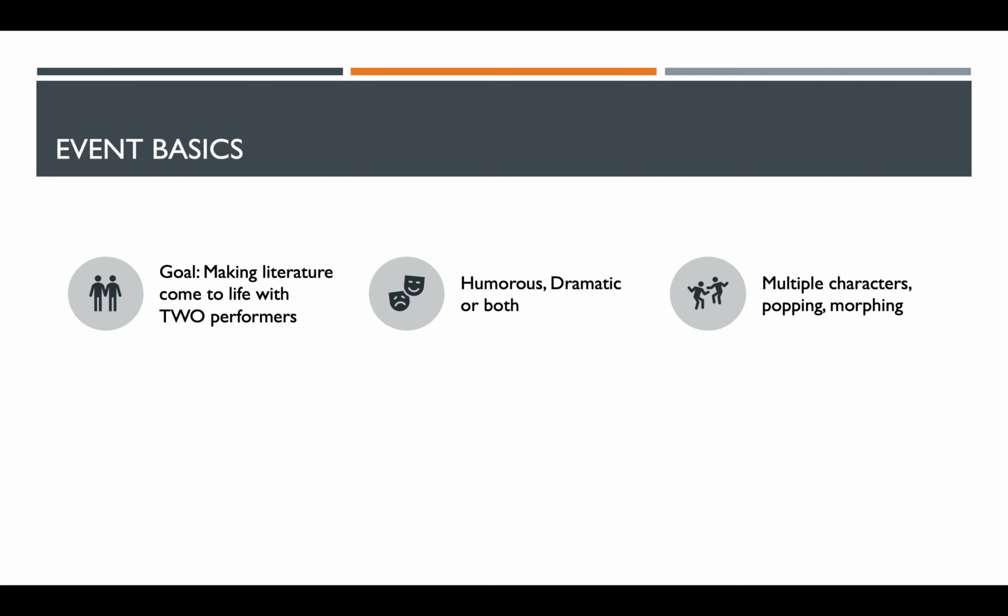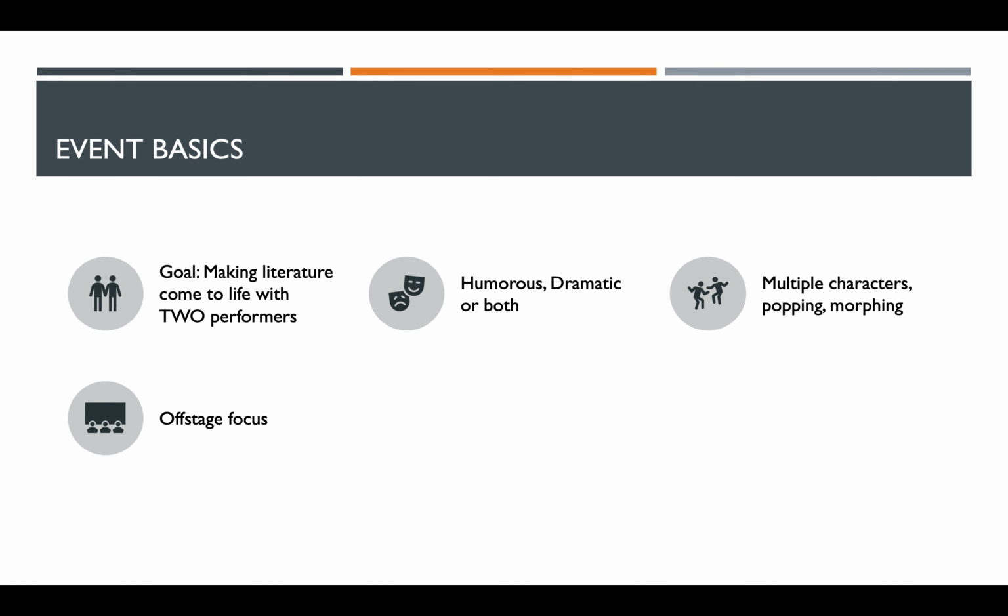And like I just mentioned, in a duo you're going to have multiple characters, and depending on whether your speech is humorous, dramatic, or both, you're either going to use popping, which is rapidly changing your body position using movements of your feet and your body to denote character changes, or morphing, which is a slower sort of motion to change from character A to perhaps character B. So either way, in a duo, you're expected to have at least two or more characters in your speech.